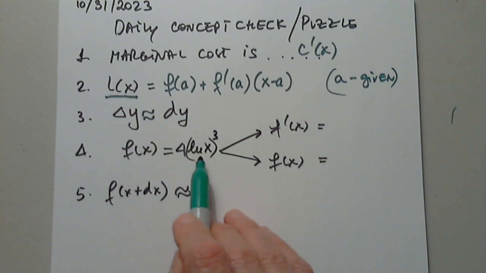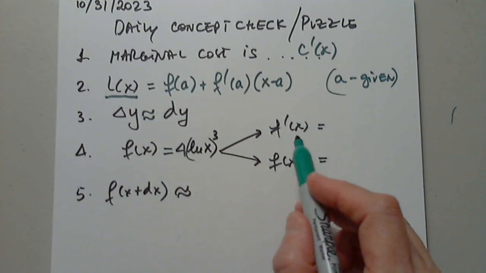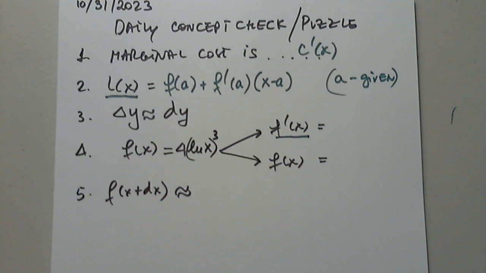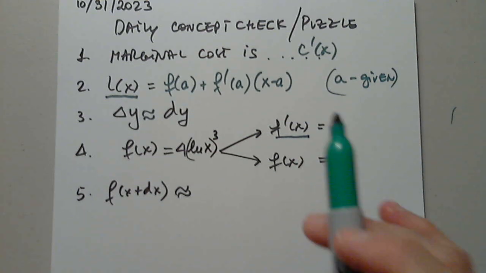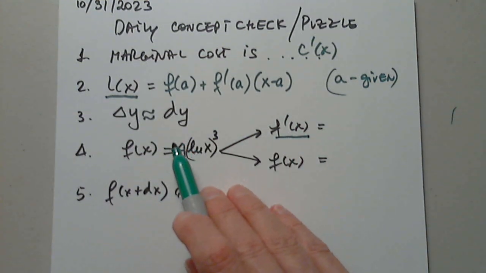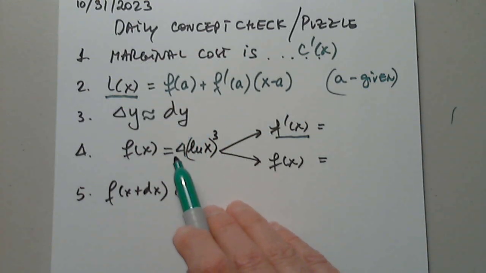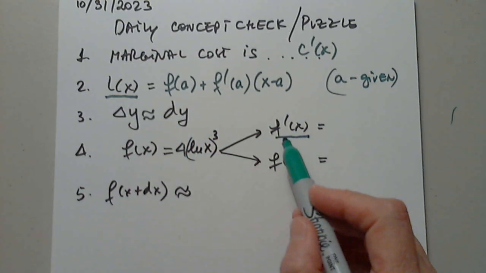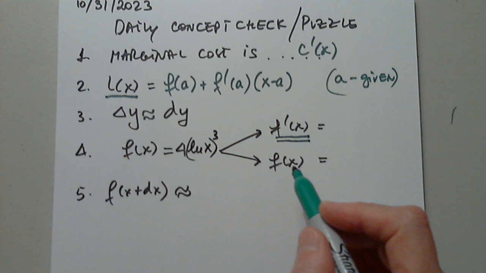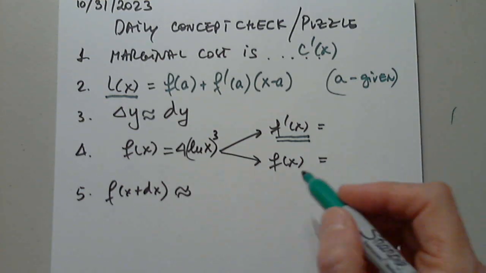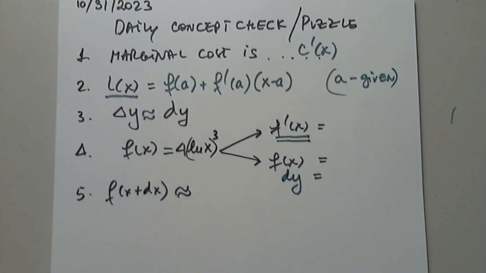We have a function. It's 4 natural log x to the power 3. Can anyone help us with the derivative? How do we differentiate this? 4 times natural log to the third power. We want to determine f prime. I didn't mean that. And we want to determine dy.